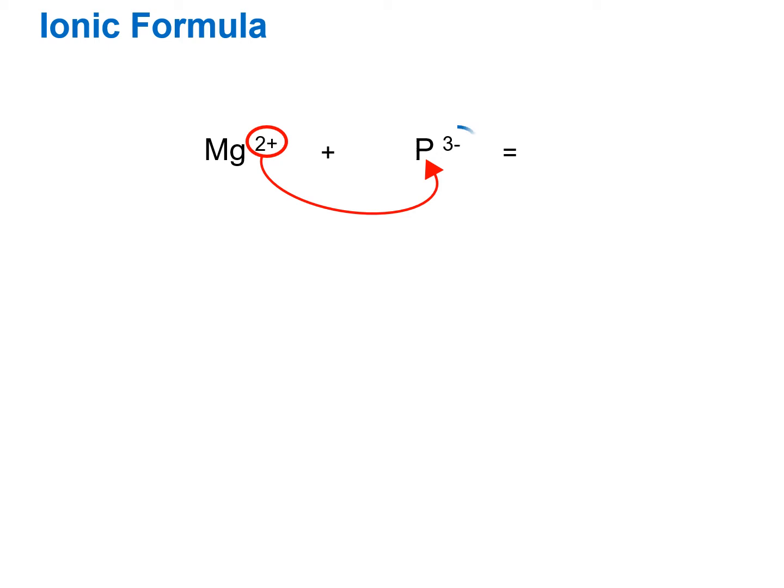And then for phosphide, I'm going to take that value of its charge. I'm not going to worry about the positive or the negative, just the value, which is the 3. And in a minute I'm going to write it over here in the subscript for magnesium. And when I do this, I get my formula. How about that? Let's try another one and see what happens.